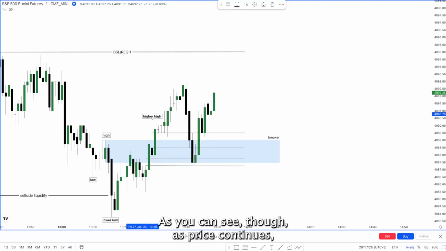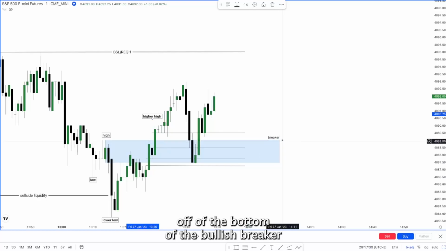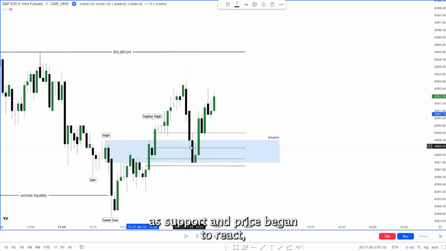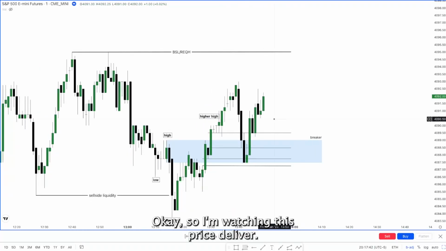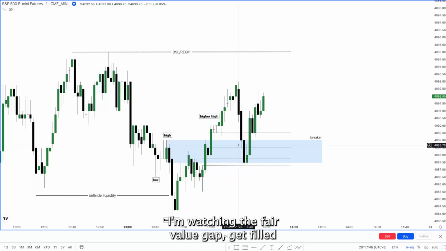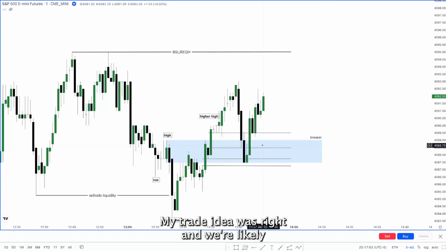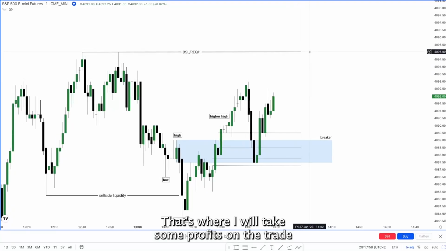As you can see though, as price continues, we really got a perfect delivery here off of the bottom of the bullish breaker, held this fair value gap as support, and price began to react, reaching again for our buy side liquidity level above the market at 40.95. Okay, so I'm watching this price deliver. I'm watching the fair value gap get filled and respect as support. The breaker block respects as support. This is giving me conviction. Okay, my trade idea was right, and we're likely to reach up for this 40.95. That's where I will take some profits on the trade.